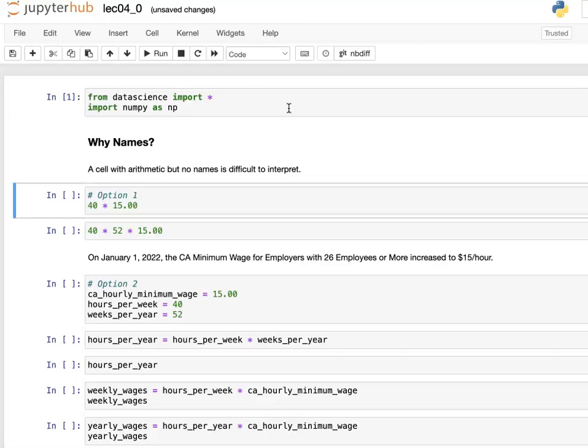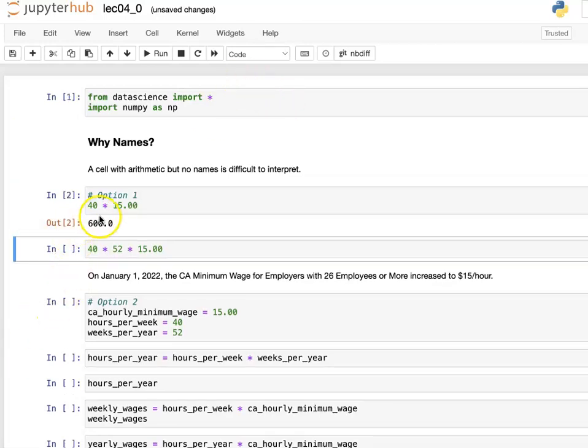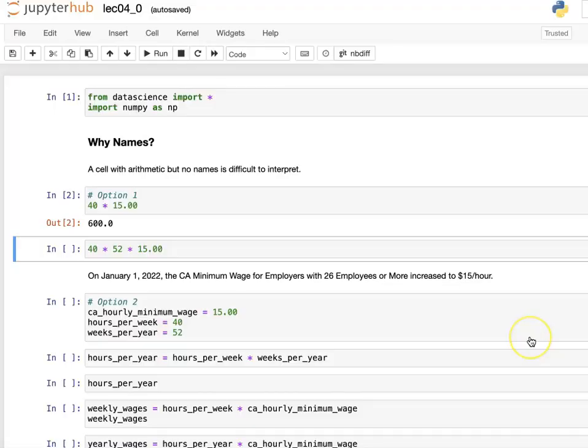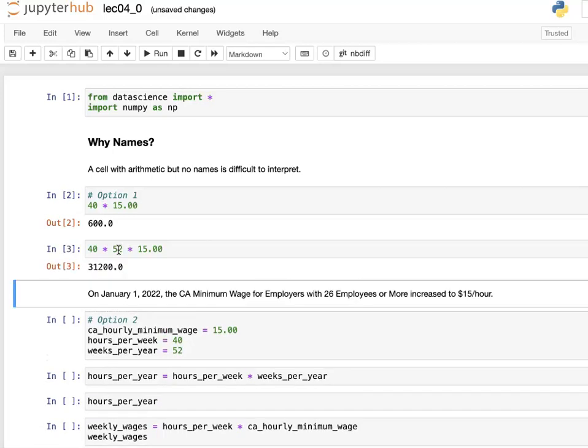Why the name? Here we have 40 times 15. Let me explain what that's for. Actually, 15 is the minimum wage. Since 2022, California increased its minimum wage. So we say typically everyone works 40 hours a week. With minimum wage, you can get $600. Then we have 52 weeks in a year. So based on the minimum wage, the minimum annual wage will be $31,200.